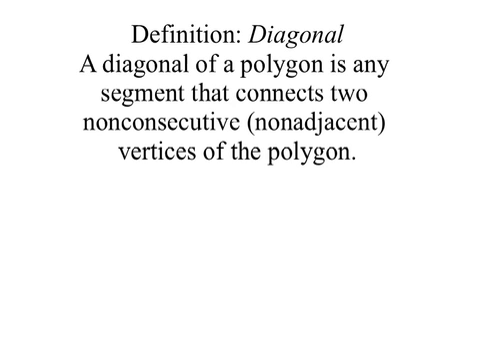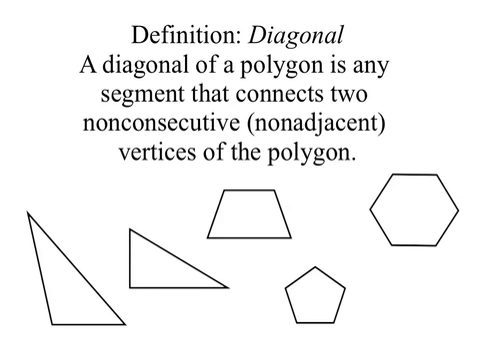And here's another definition, diagonal. A diagonal of a polygon is any segment that connects 2 non-consecutive, also known as non-adjacent, vertices of the polygon. And let's take a look at our examples. The 2 triangles have no vertices which are non-consecutive or non-adjacent, so triangles have no diagonals.